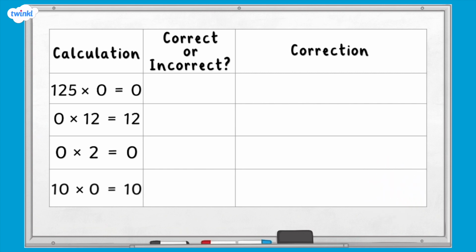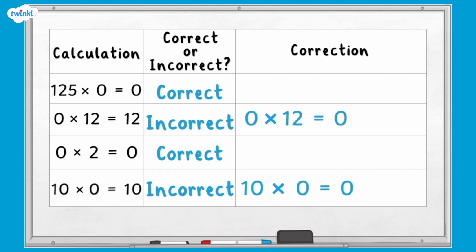And here are the answers. Well done if you spotted the incorrect calculations and then wrote the correction. I hope this helped you with understanding how to multiply by 0.